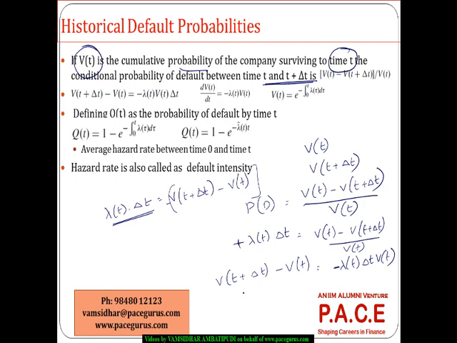And now I can define q of t as the probability of default by time t. So this is the probability of survival, and for default by time t, it is 1 minus e to the power of minus the integral from 0 to t of the hazard rate lambda of tau d tau. So from here I get that q of t is 1 minus e to the power of minus lambda bar t, where lambda bar is the average hazard rate. This hazard rate is also called the default intensity. I can find the average hazard rate between time 0 and t, from where I can compute the default probability by time t or between two time periods. All kinds of calculations can comfortably be done.